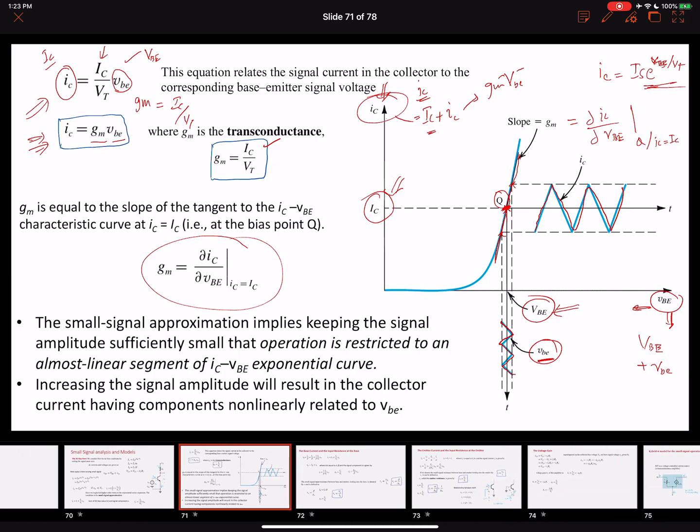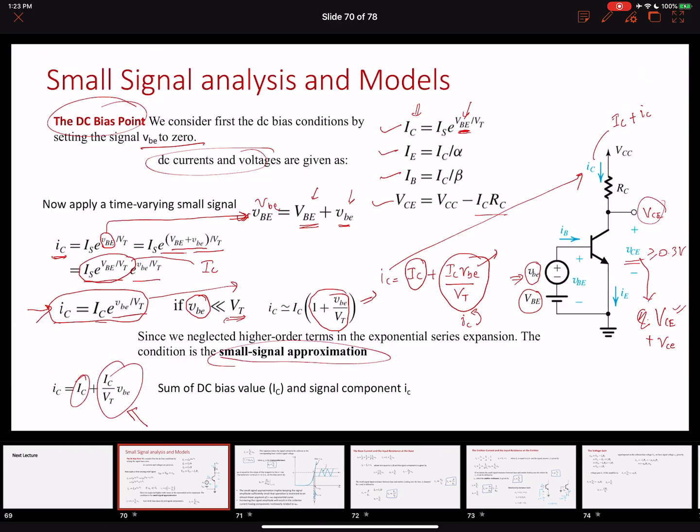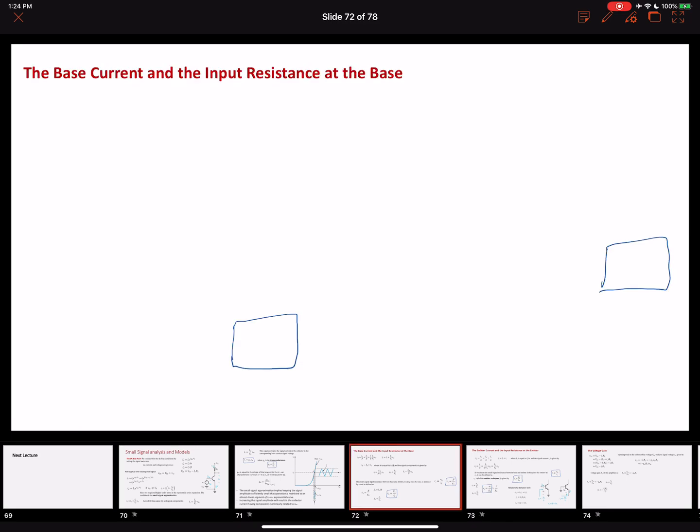Okay, so let's derive some more values of these currents. By now we have looked at the biasing voltages and the currents. Then we started with the collector current, and we looked at the DC value of the collector current and the signal component value of the collector current. So let's look at the base current now. We know that our base current equals collector current over beta. So our base current is collector current over beta, right?